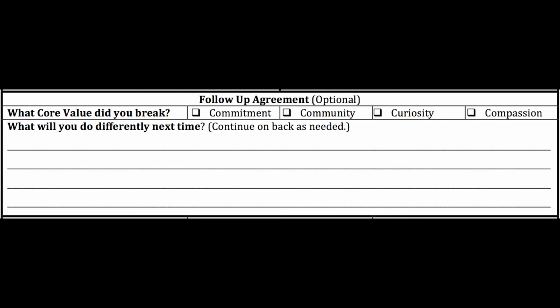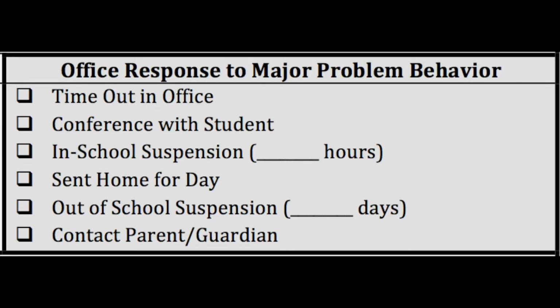You may also use the follow-up agreement as part of a minor problem behavior referral. This is where you really get to talk with the child, maybe make some agreements together, but it's really a chance to educate and build relationship. The more we talk with students, listen to them, share what we're thinking, it helps them learn and helps them trust. The office uses this section to record the consequences for the behavior when we work with them.